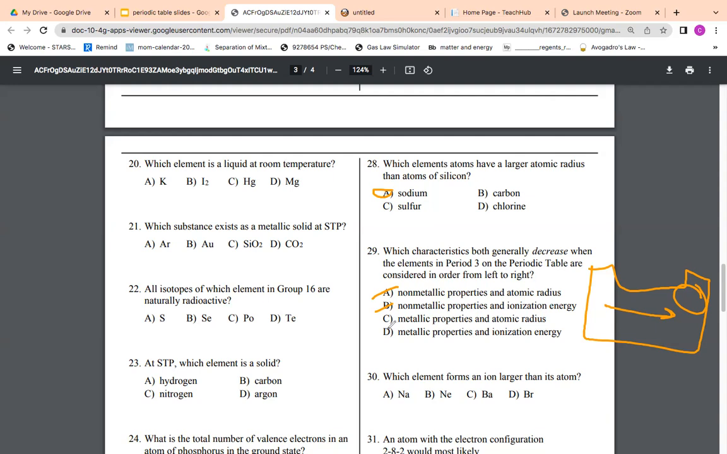Now let's look at what else decreases when you go from left to right. This one says atomic radius. Does atomic radius decrease when you move this way? Yes, it does. Again, because of nuclear pull.